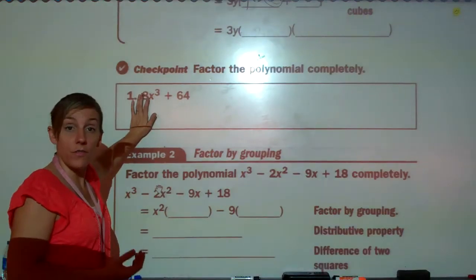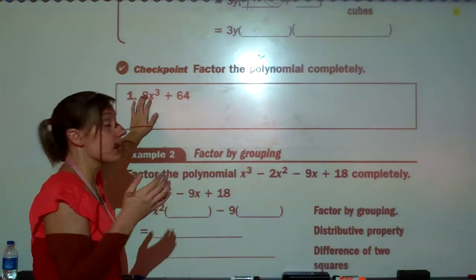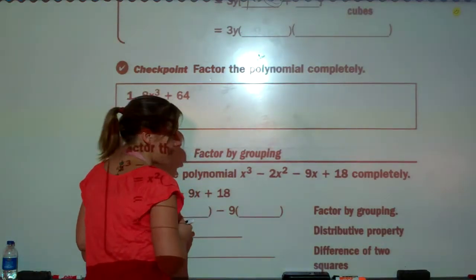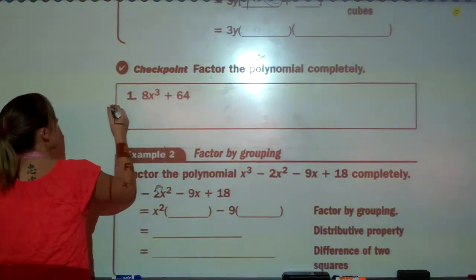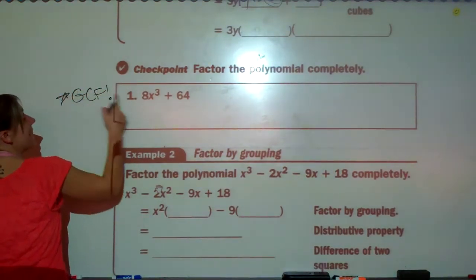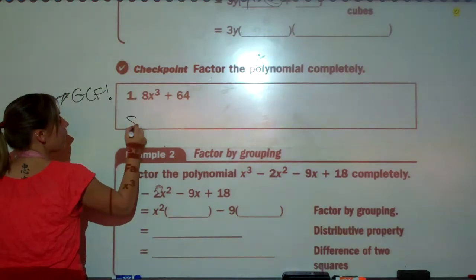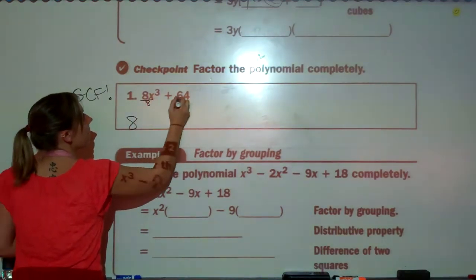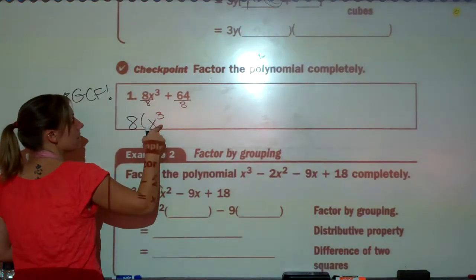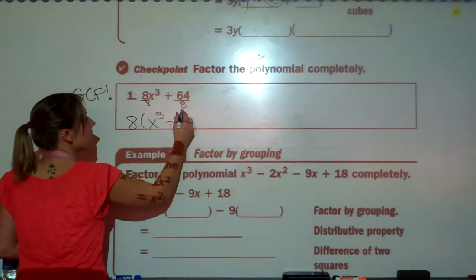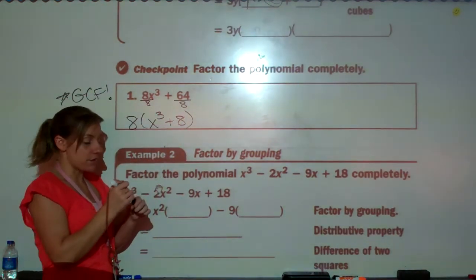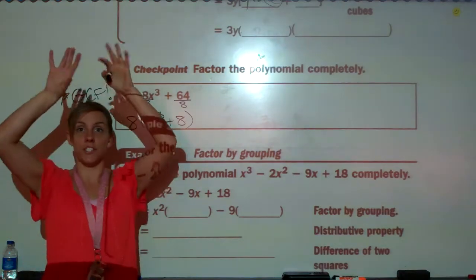So at the very beginning of your flow chart, it says GCF. So the very first thing we want to recognize is the GCF. Okay, so the GCF here is an 8. So if I pull out an 8, and if I divide both of those by an 8, I'll get x cubed in the first part, and then plus 8 in the second part, okay? But I'm not done factoring, okay? What I do next, I've done my GCF.